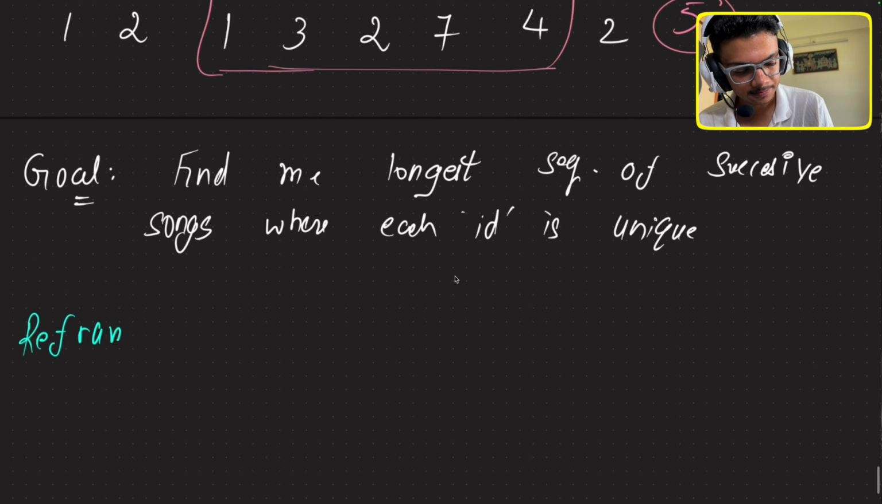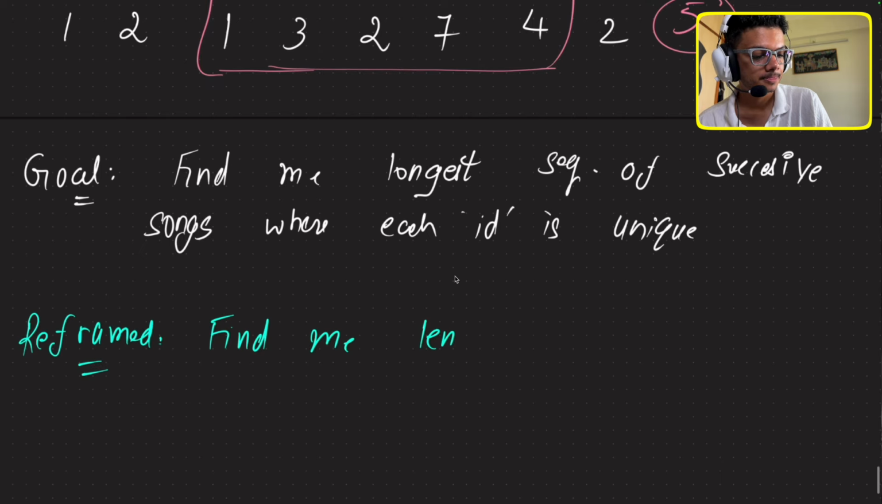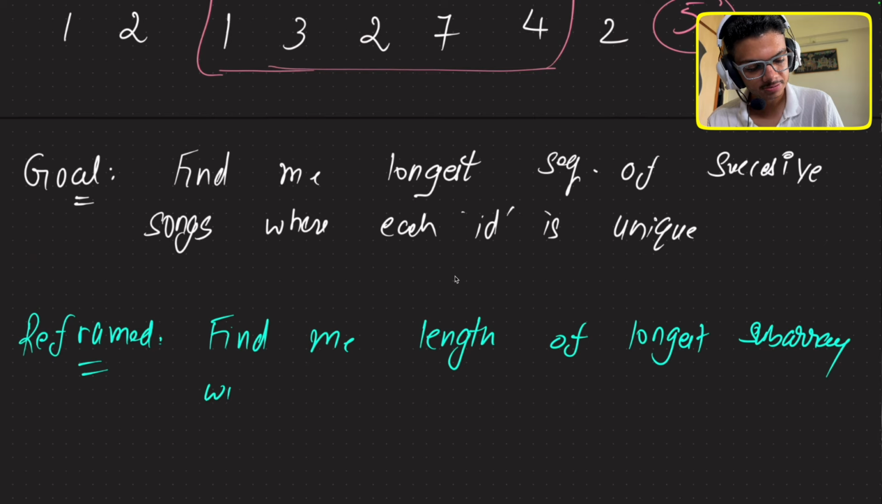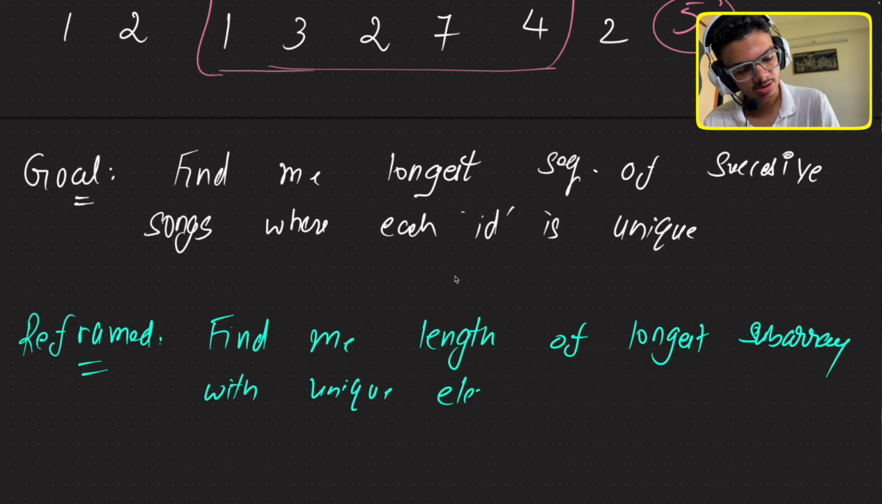This question can be reframed as: find me the length of the longest subarray with unique elements, right? So both are one and the same thing. So why did I do this? Because I wanted to concretize the question a bit more. So now we are after the length of the longest subarray with unique elements.